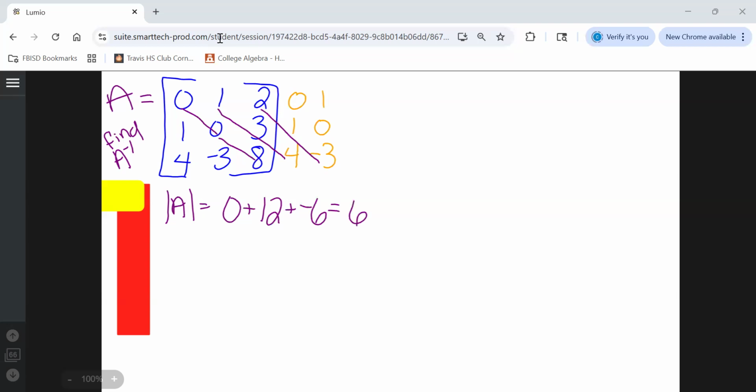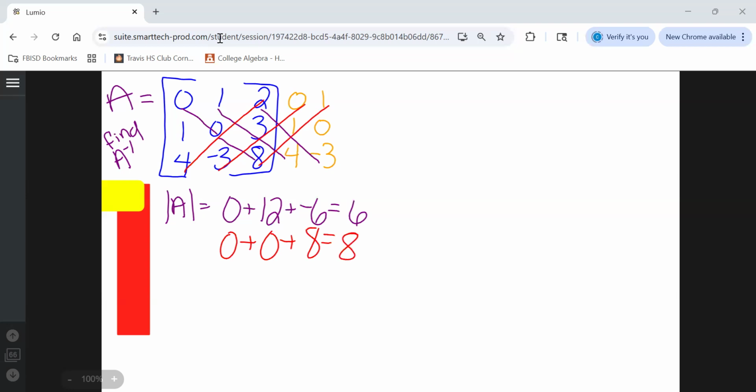Then we're going to do the same process, but this time for the diagonals going the opposite direction. So we have 4 times 0 times 2, which is 0. Negative 3 times 0, which is 0. And then 8 times 1, which is 8. Then we're going to find their sum, which is going to give me 8.